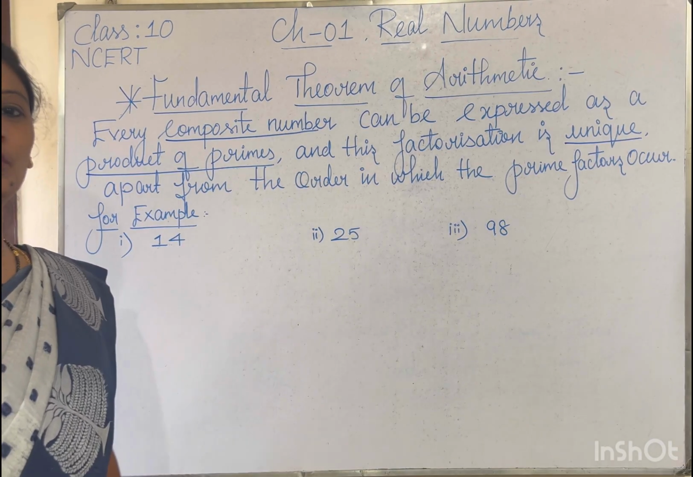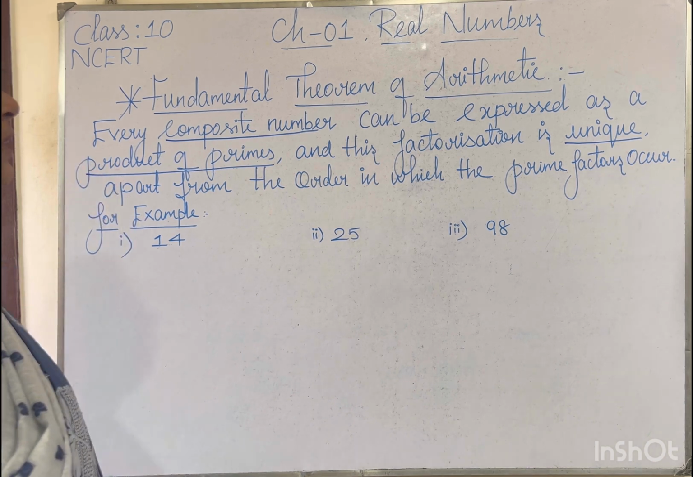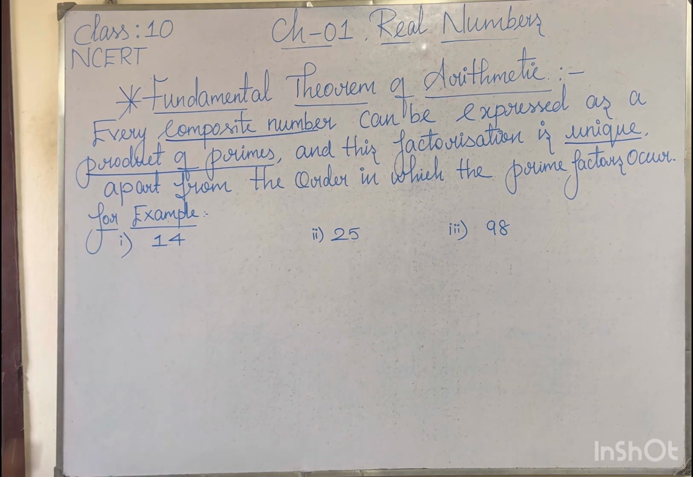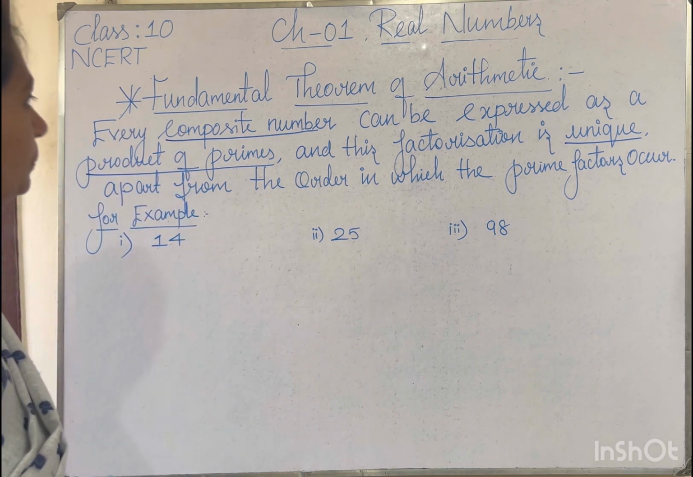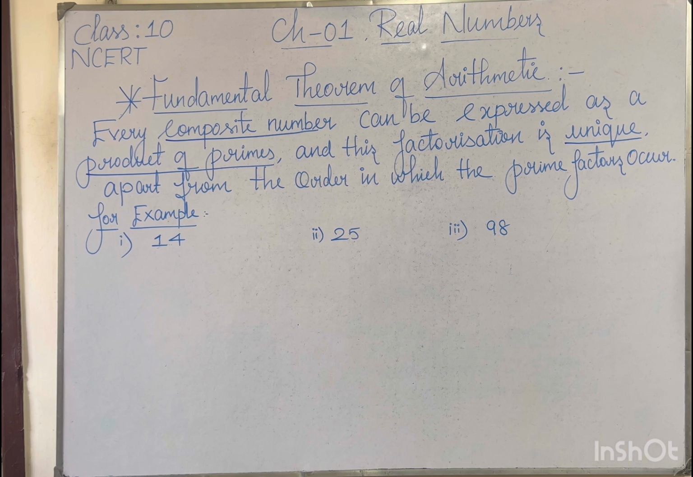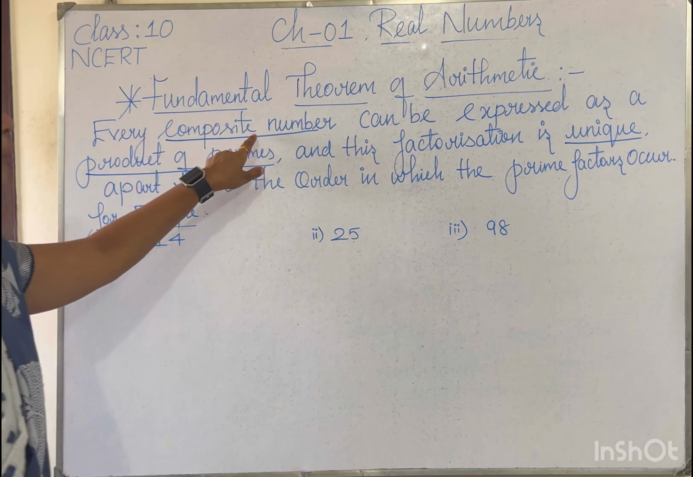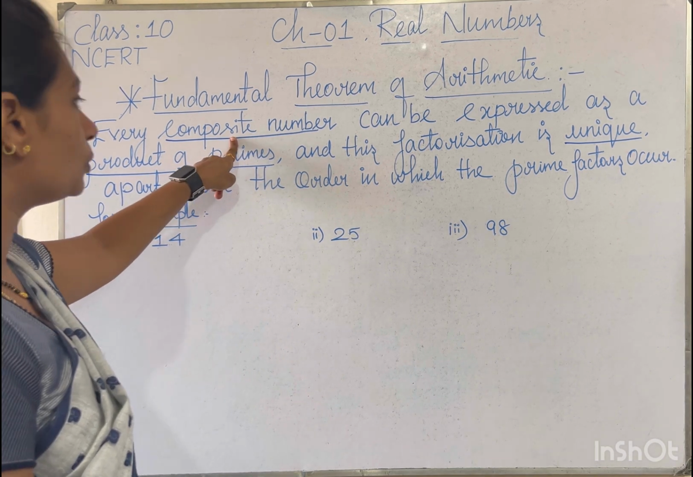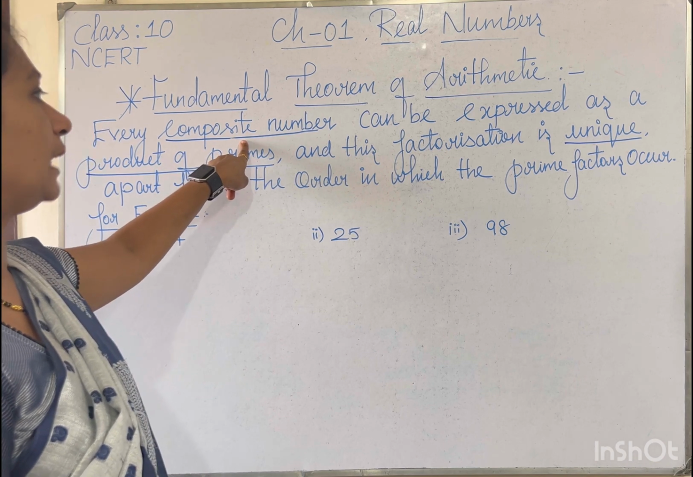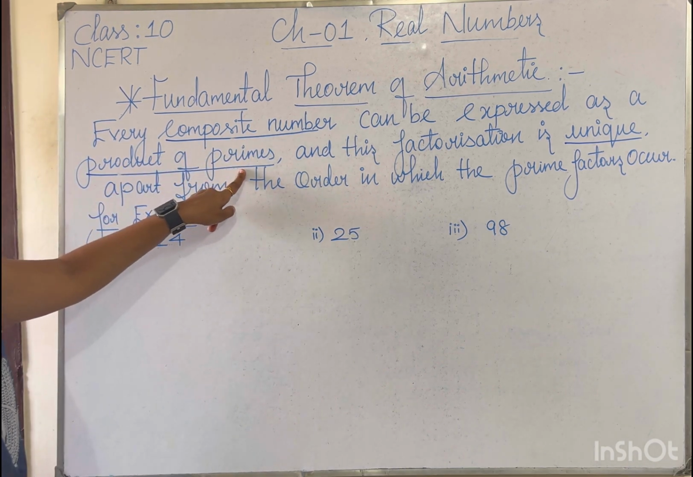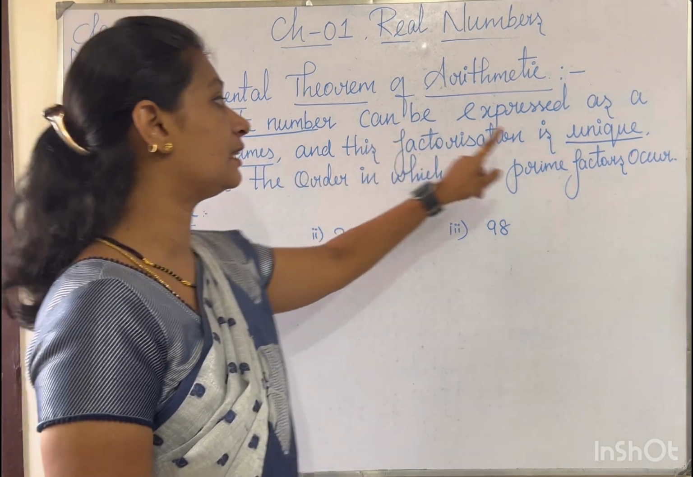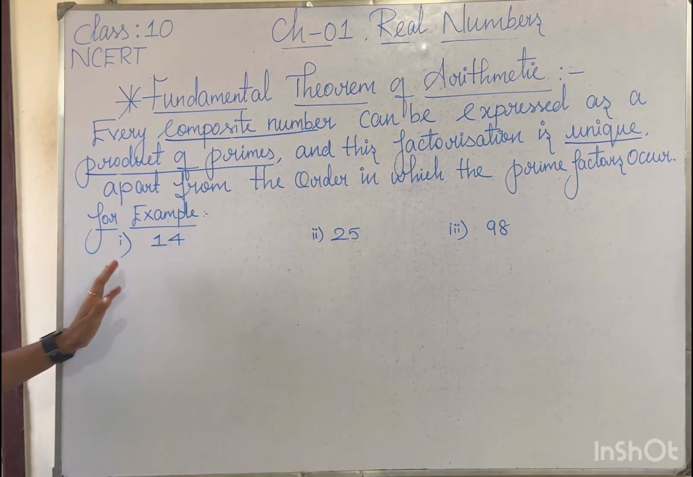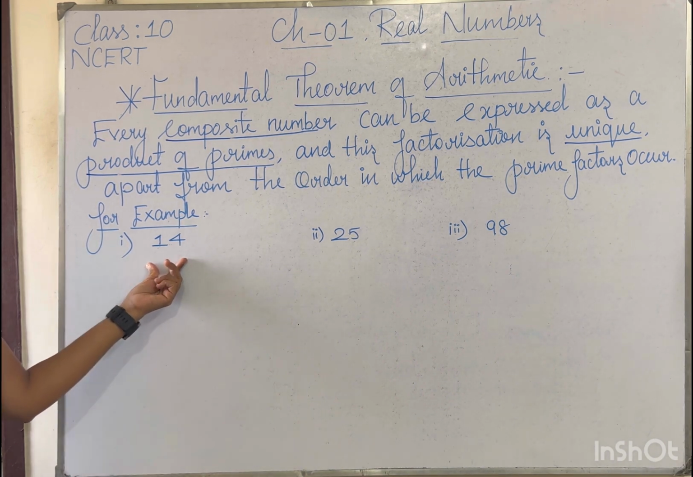The next very important property of positive numbers is the fundamental theorem of arithmetic. This theorem states that every composite number can be expressed as a product of primes, and this factorization is unique apart from the order in which the prime factors occur. Which means that every composite number, we know what composite numbers are, right? The numbers which have more than two factors are said to be composite numbers. So every composite number can be expressed as a product of prime numbers, and every composite number has a unique prime factorization.